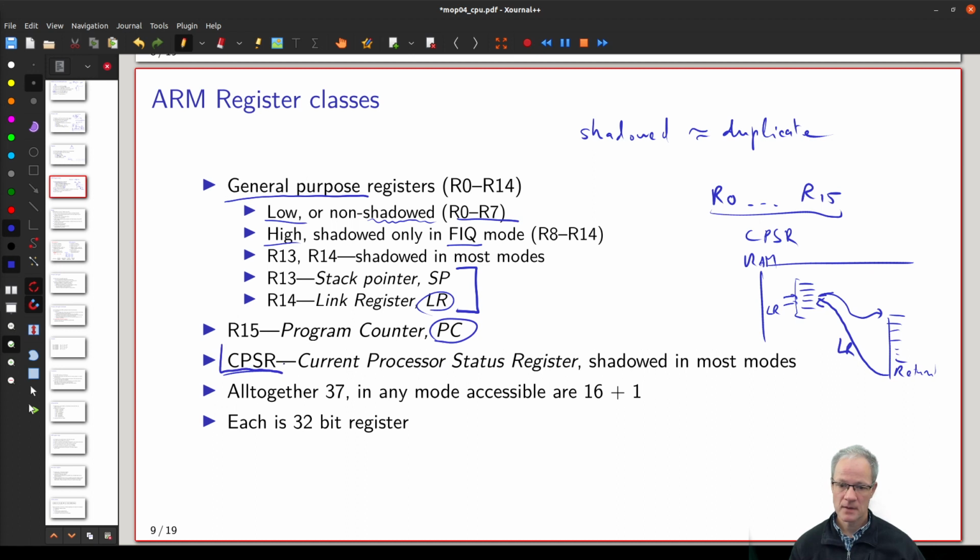CPSR, Current Processor Status Register. This is a register that actually has a bunch of useful bits that we are going to use. Those bits are like flags that are being set if something happens within a processor. For example, if you add two numbers and the result is too large to fit in the register, you're going to have the overflow flag set. If you subtract two numbers and the result is 0, you're going to have the 0 flag set, which is going to be useful when we want to check whether two numbers are equal.